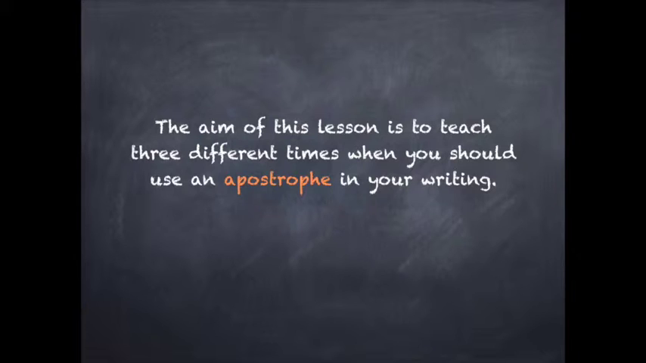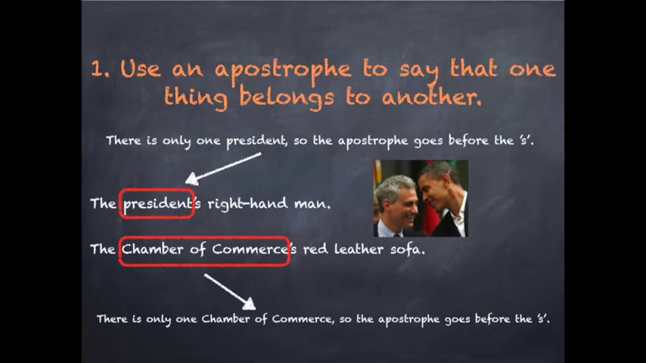The aim of this lesson is to teach 3 different times when you should use an apostrophe in your writing. The first time to use an apostrophe is to say that one thing belongs to another. For example, the president's right-hand man.